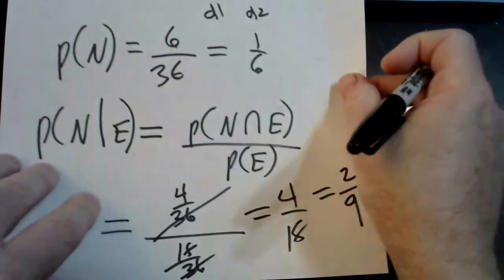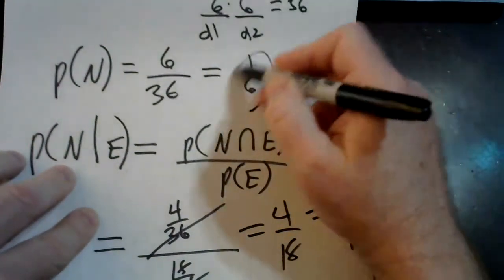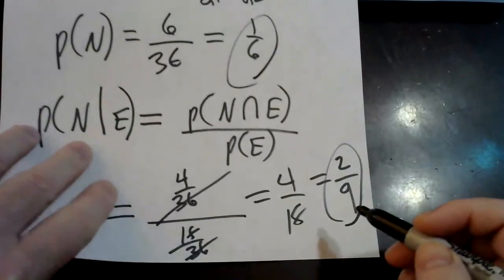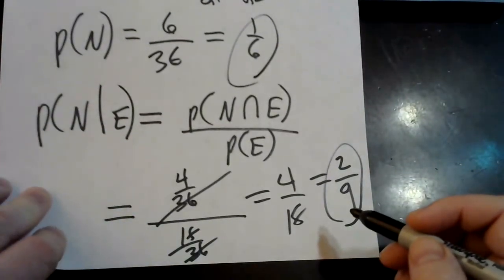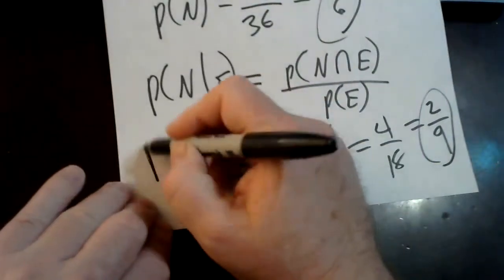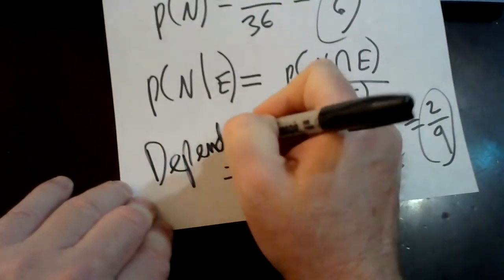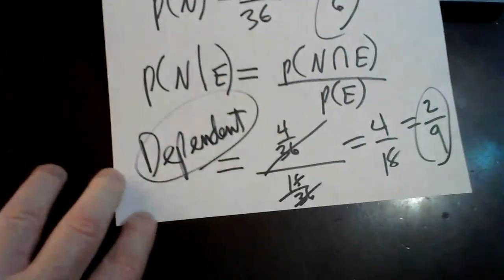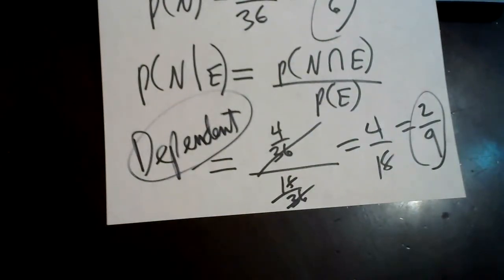So here's the idea. Are these two probabilities the same? No. One of them is 1/6. The other one is 2/9. So those are not independent. That means they are dependent. So quite a lot of calculations on that one just to give a one-word answer. But those are dependent.